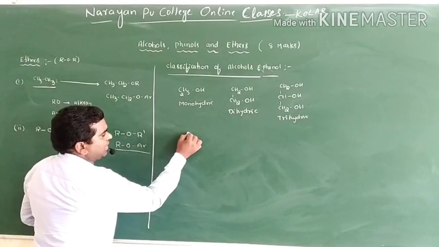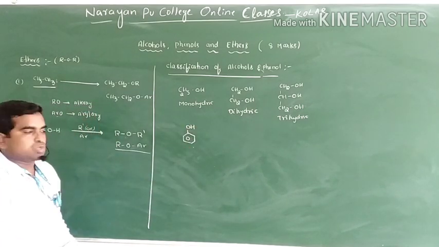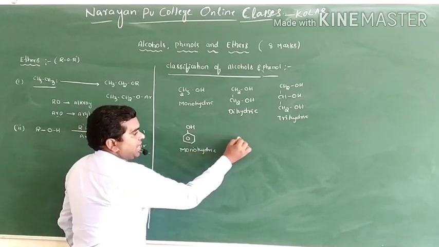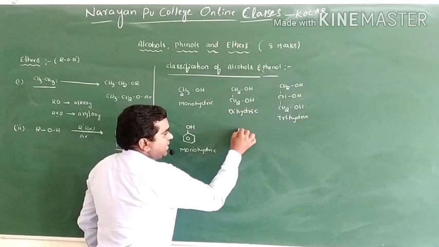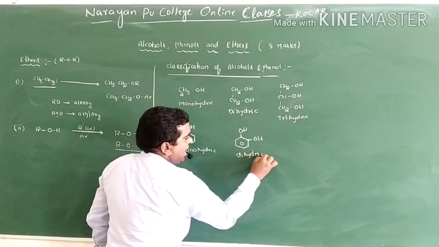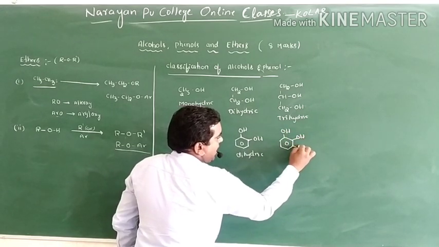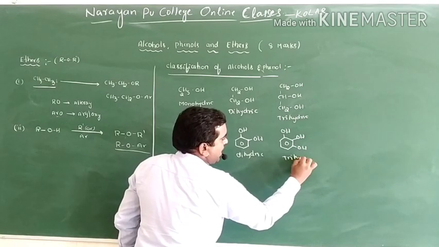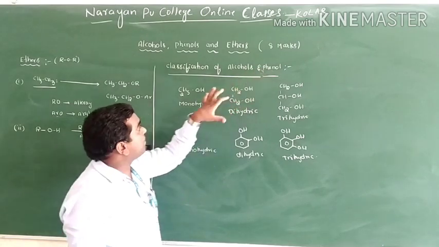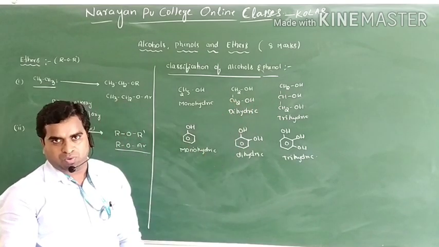And in the same way for the aromatic alcohols also. If on the benzene one OH group is there, this compound is a monohydric; if two OH groups are there, it is a dihydric; and if three OH groups are there, we will call it a trihydric compound. This is the classification of alcohols and phenols based upon the number of OH groups present in the molecule.